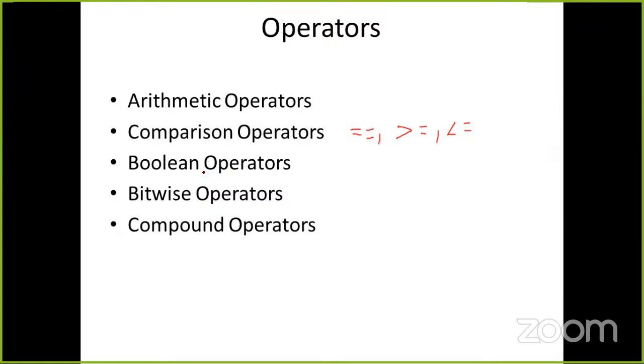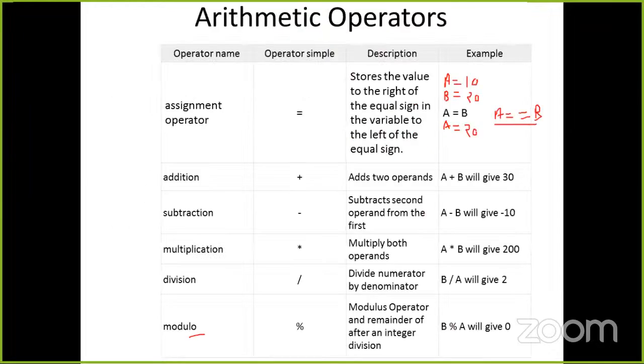So these operators, we can use them over here, boolean operators like and, or, we can also use over here. Then bitwise operators, 16-bit, 8-bit, and all that. Then compound operators and all that. So commonly we are going to use 2 to 3 operators in the programs.